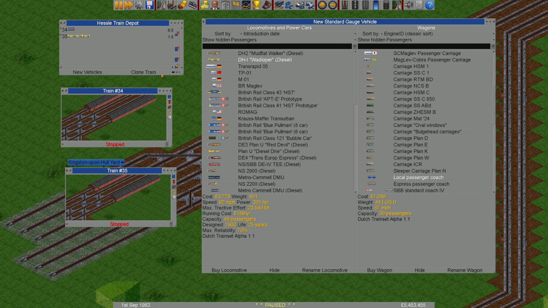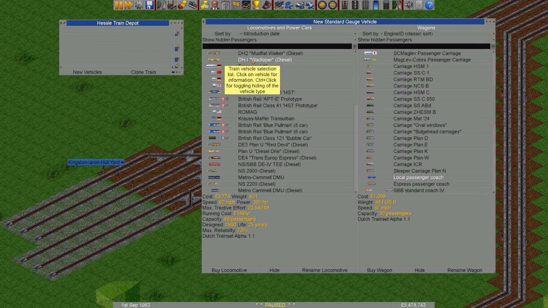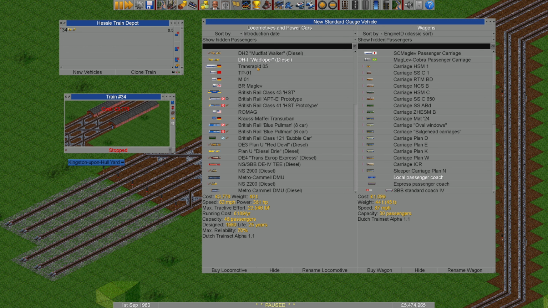What should we do then? Let's get rid of all those. Let's do the Dutch train. Let's start that off properly again. So let's do this. What does this one look like?